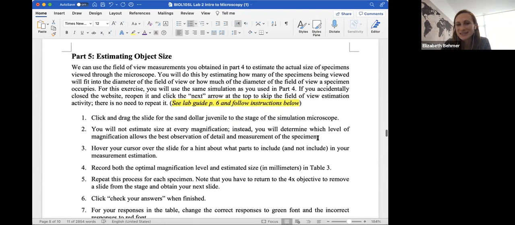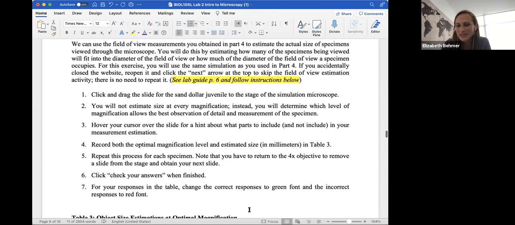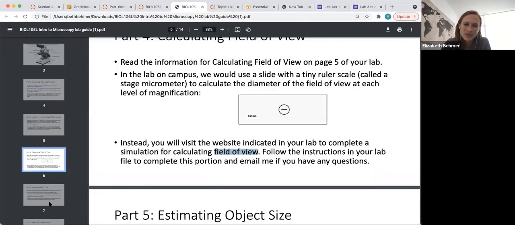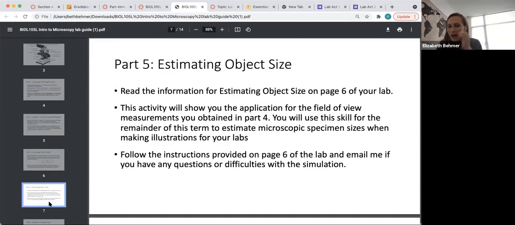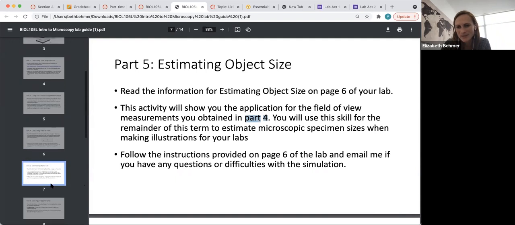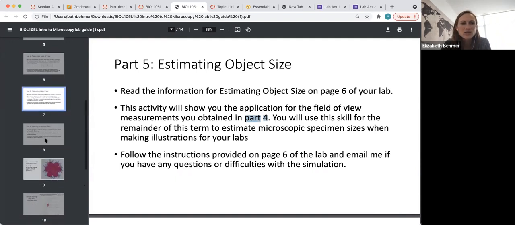Estimating an object size. So now you'll estimate the size of an object that you're looking at, and you'll go through these lab pages in the lab guide. You'll read the information on estimating the object size. The activity will show you the application for the field of view measurements that you obtained from the previous part, and you'll use this skill for the remainder of this term to estimate microscopic specimen sizes. You'll use the instructions on page 6.